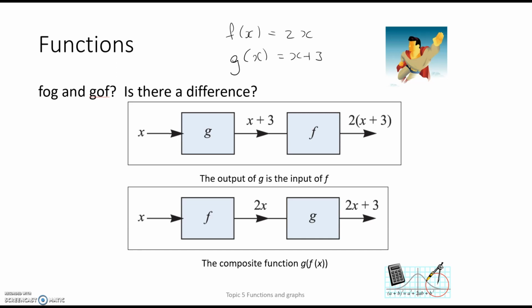So it tells us what to do first. If we've got f of g of x, that says do g first, so that's f o g. If we have g of f of x in the bracket, then we're going to do f of x first.